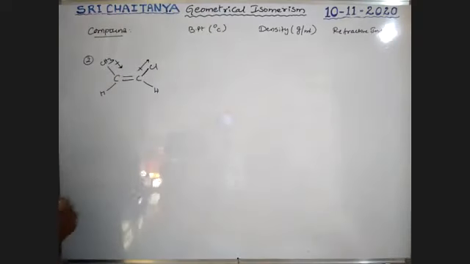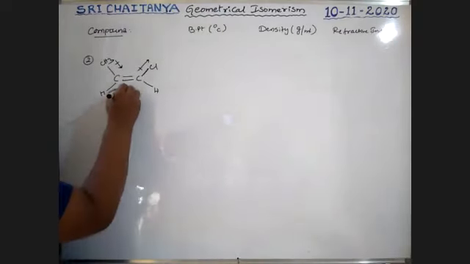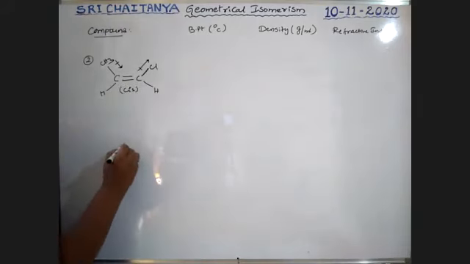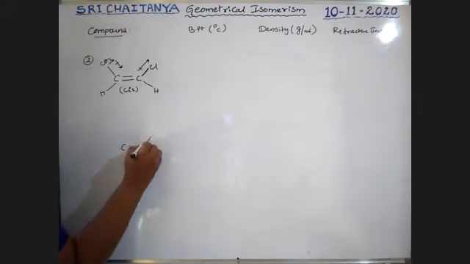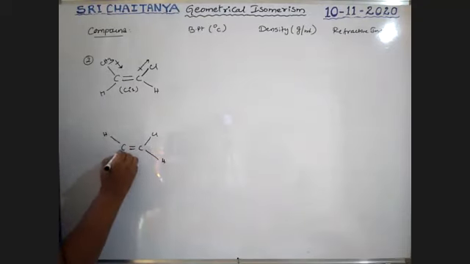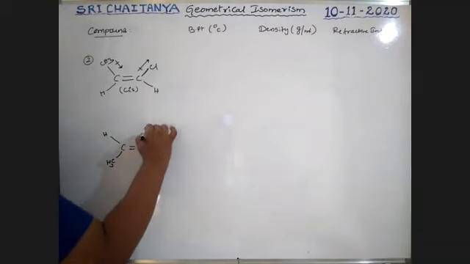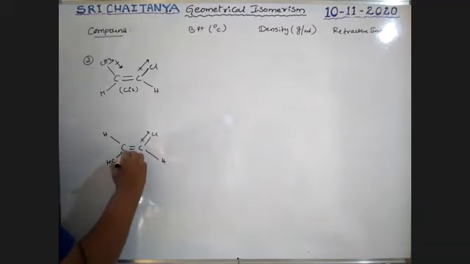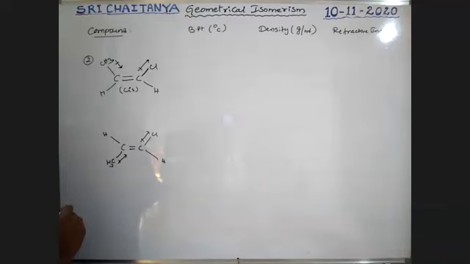For example, I am taking the trans compound, C double bond C. It is chlorine, it is hydrogen, it is hydrogen, it is a methyl group. So here the dipole moment is in this direction, and here also in this direction.